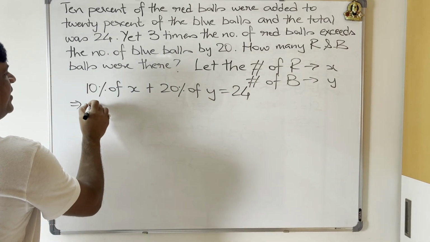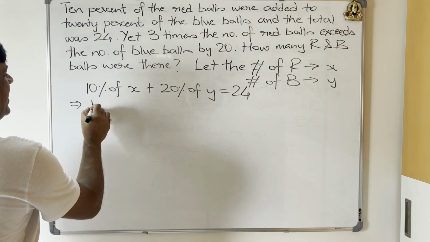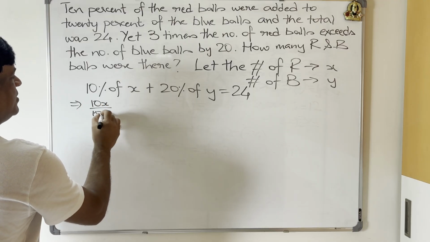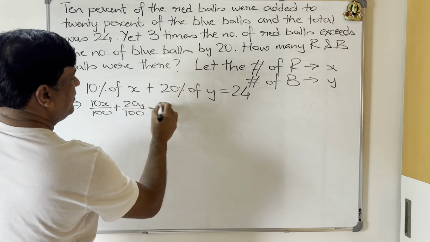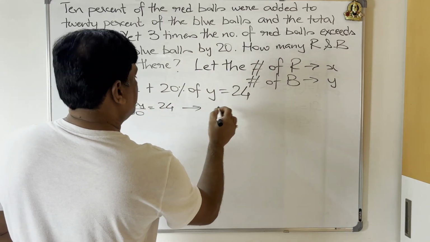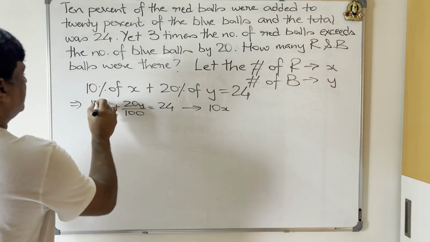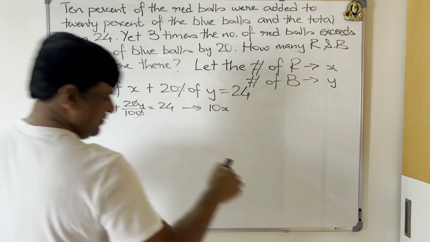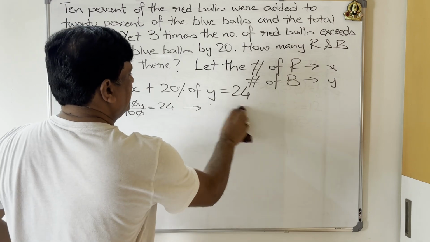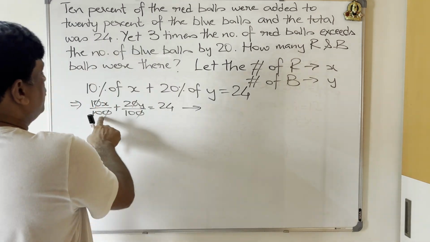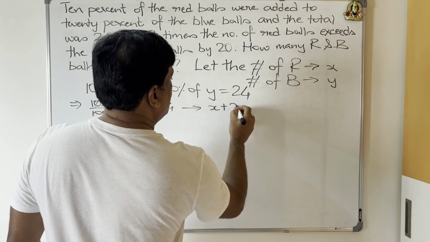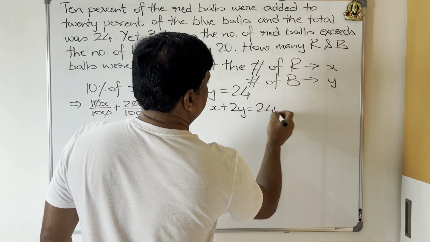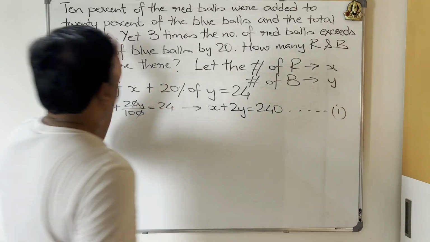So let's resolve this. What do you get? You get 10x by 100 plus 20y by 100 is equal to 24. I'm going to simplify this and put it as 10x. We can cancel a 0, we don't have to carry such big numbers. You have an LCM of 10, I multiply it with 24. So you have x plus 2y is equal to 240. That is your equation number 1. Got it? Now I go to the second one.